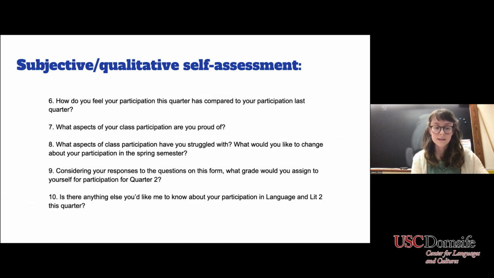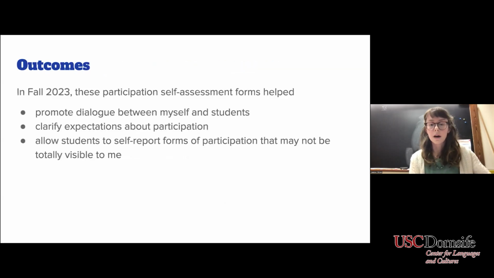For example, I ask, how do you feel your participation this quarter has compared to your participation last quarter? And also, what aspects of your class participation are you proud of? Well, I've been really pleasantly surprised by the outcomes of this participation self-assessment form after just using it for a semester in both freshman and upper level classes.